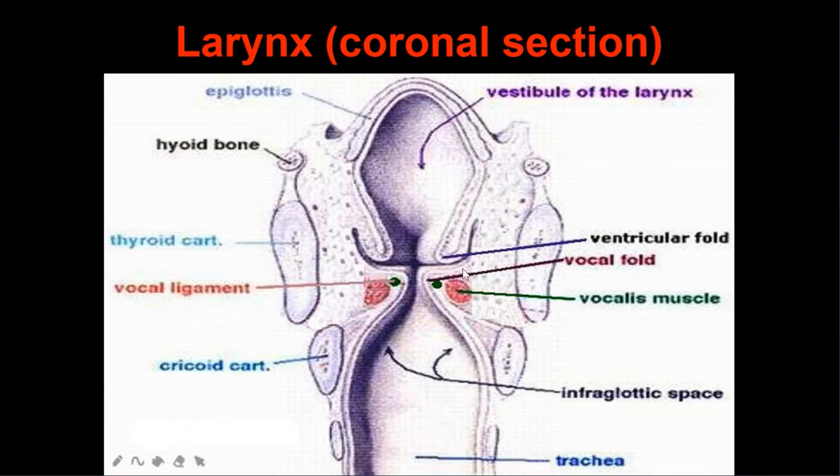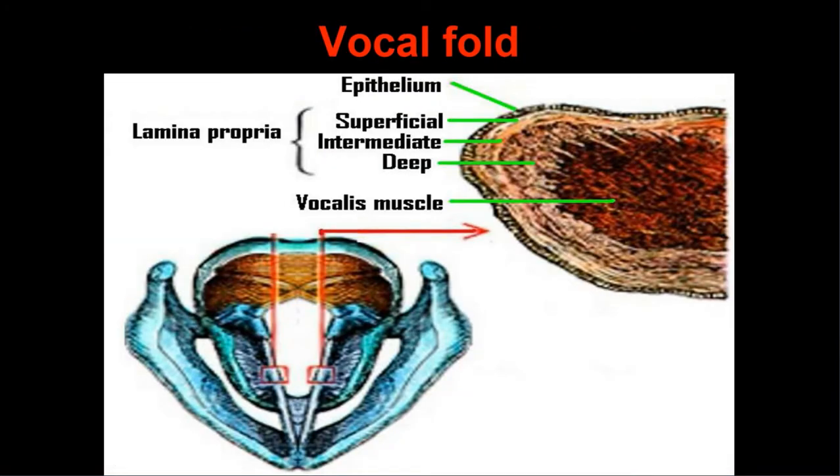This is the ventricle of the larynx. These are the true vocal cords. Below the true vocal cords, from the lower border of the true vocal cords, that is the subglottis or infraglottis. This is the thyroid cartilage, cricoid cartilage, hyoid bone, and epiglottis. So this is the coronal section of the larynx or laryngeal cavity.